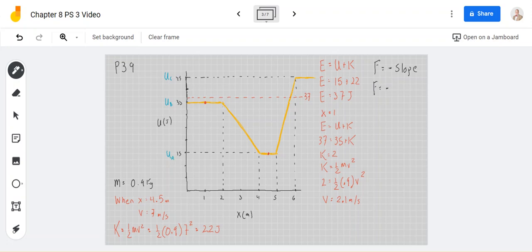Okay, let's look at the slope of this line from here to here. So it's 15 minus 35, divided by 4 minus 2. So 15 minus 35 is negative 20, divided by 2 is negative 10, but then it's already negative, so I have 10 newtons, and since it's positive, I know the force is to the right.